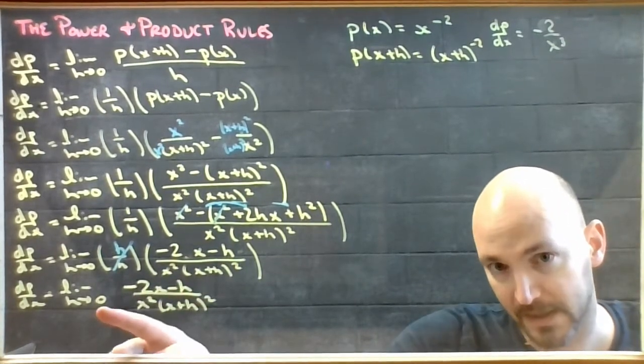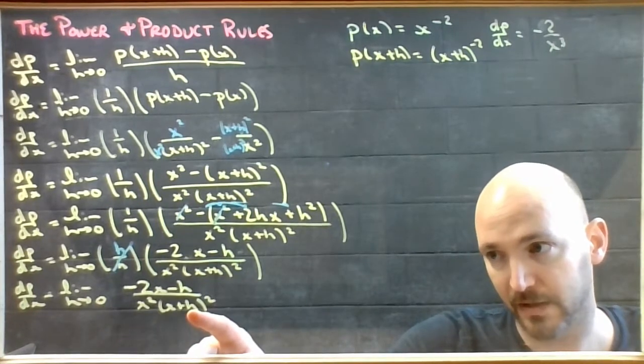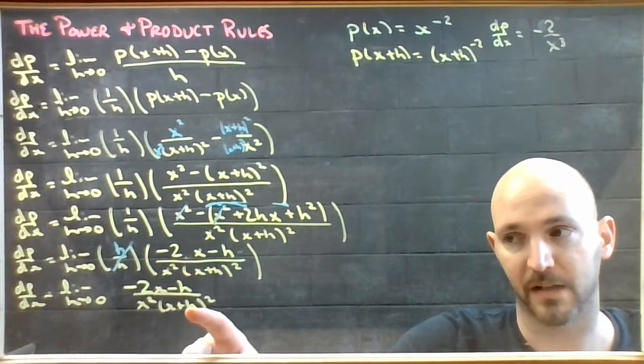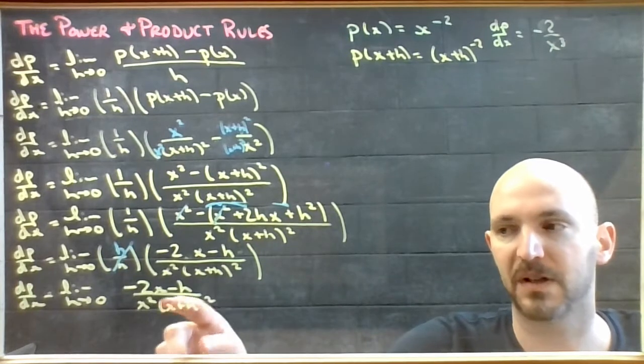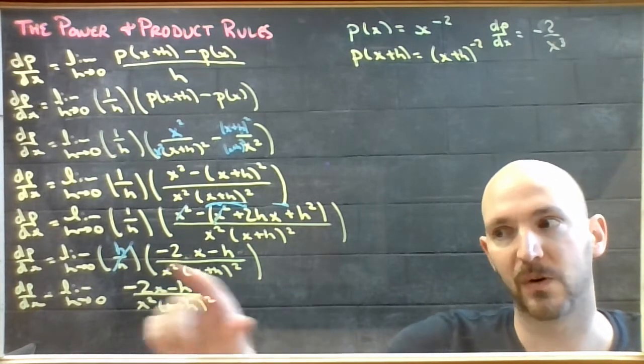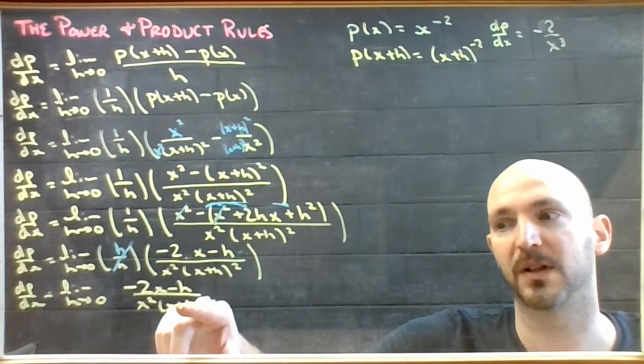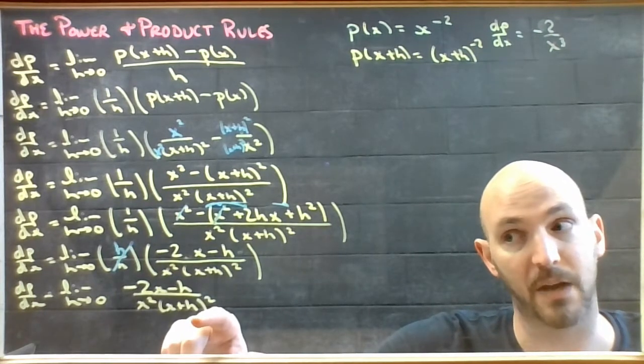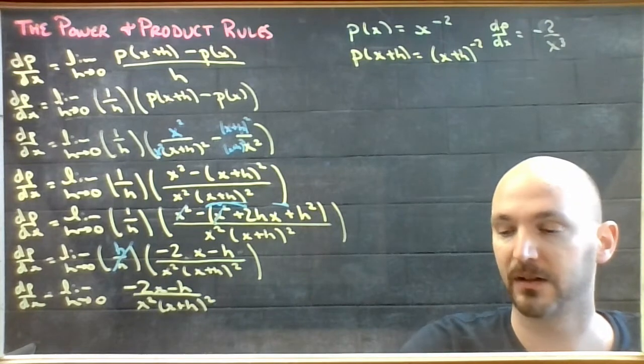Now I'm going to look at this 0 here. If I put a 0 here, it would be x plus 0 squared. Well, that's just x squared. X squared times x squared is x to the 4. That's not a 0, so I'm not going to create an indeterminate form if I put this 0 in now, so I'm just going to do it.